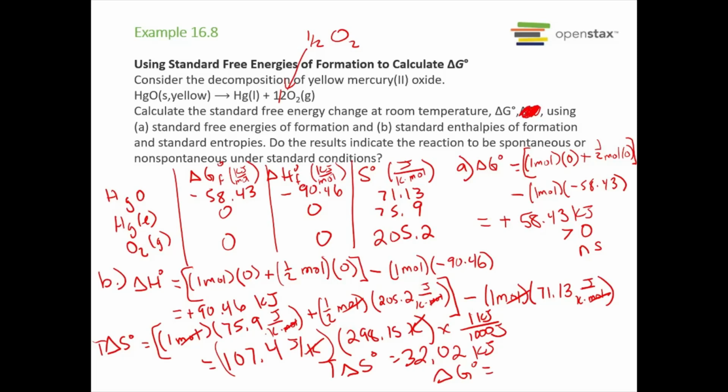It's now a negative because it's negative T delta S, and plus 90.46. So we get 58.44 kilojoules, which is pretty much the exact same answer that we got before. This is greater than 0, it's non-spontaneous. And I'm going to change this to negative T delta S, so that way I can just do it like that.